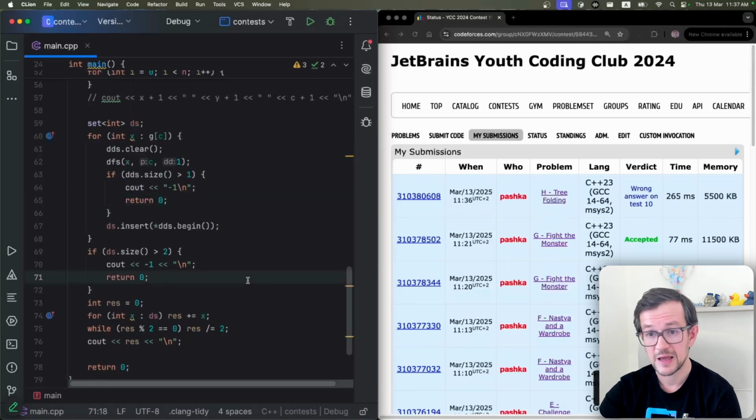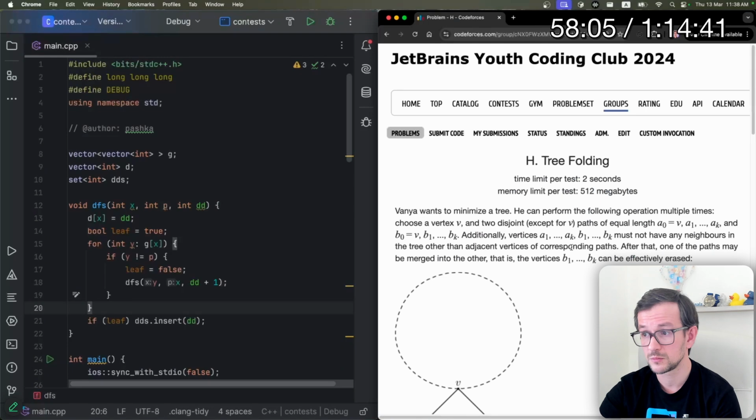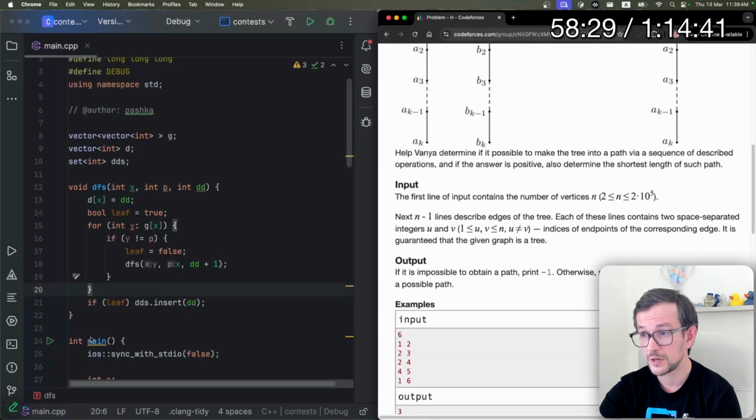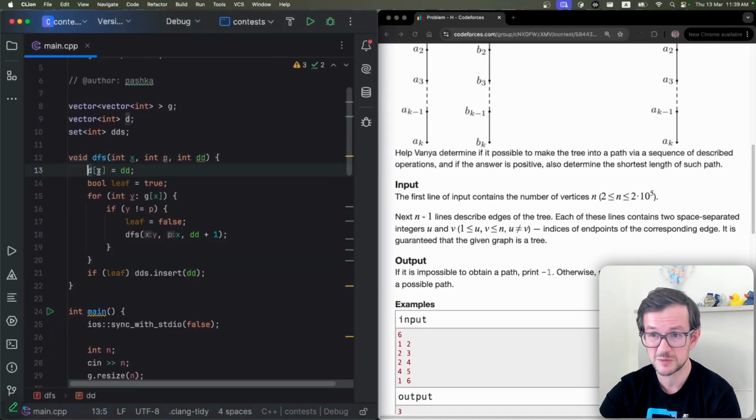And then I spend a lot of time just thinking why I have wrong answer test 10. Sometimes it happens, sometimes your bug is not that obvious. So again, I read the problem statement multiple times. I read all my functions. I read function DFS. I call DFS, it looks kind of suspicious. So I read it multiple times, but it looks fine.